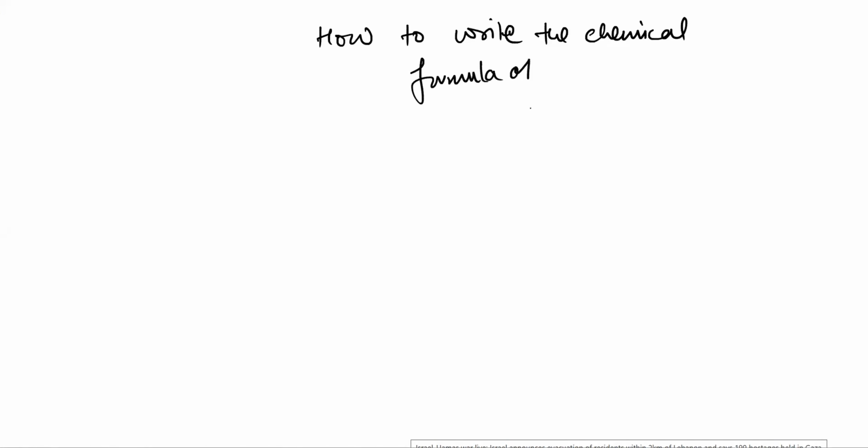How to write the chemical formula of a compound. For example, first before this, let me explain to you what is valency. And before that, we have also discussed that there are some elements that want to complete their octet. I have explained this in the previous classes.